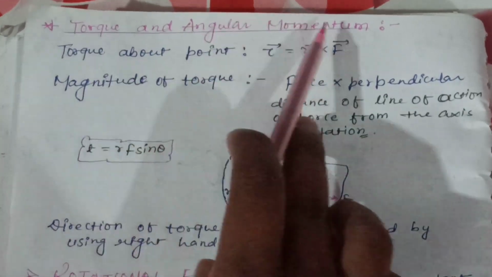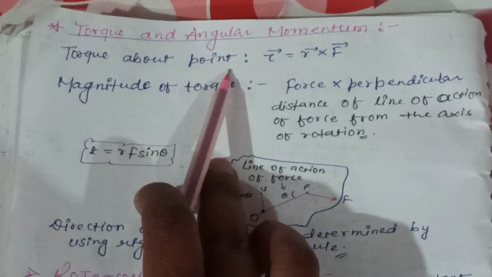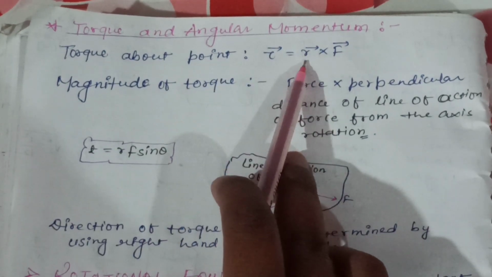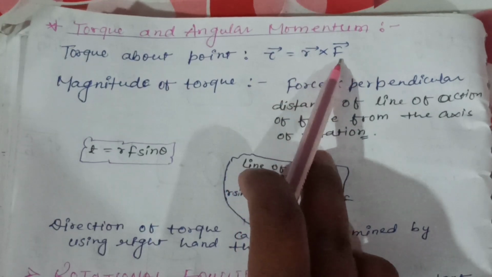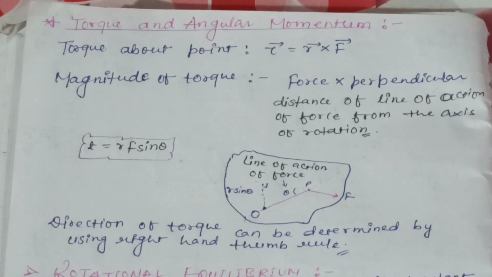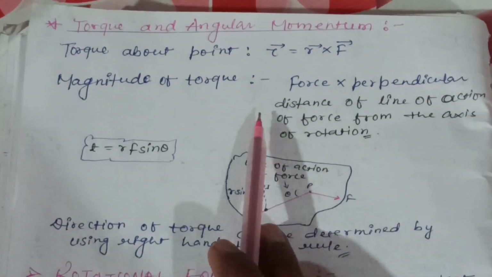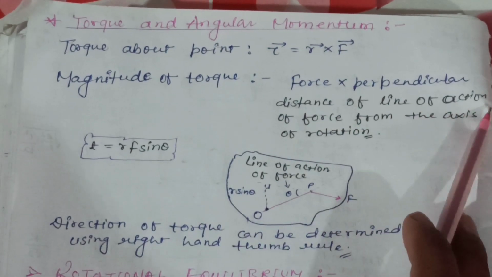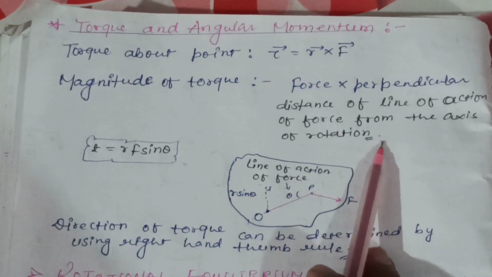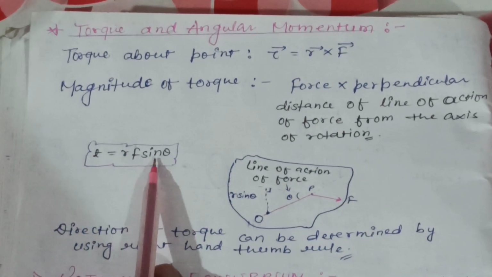Torque and angular momentum. Torque about a point: the torque vector is equal to r vector cross F vector. Magnitude of torque is force times the perpendicular distance of the line of action of force from the axis of rotation. τ = r F sin θ.